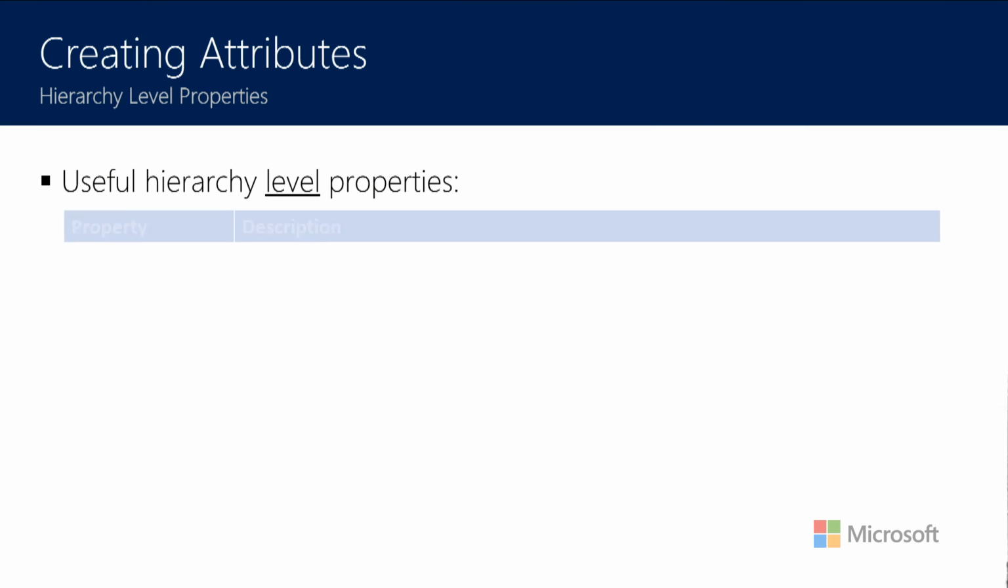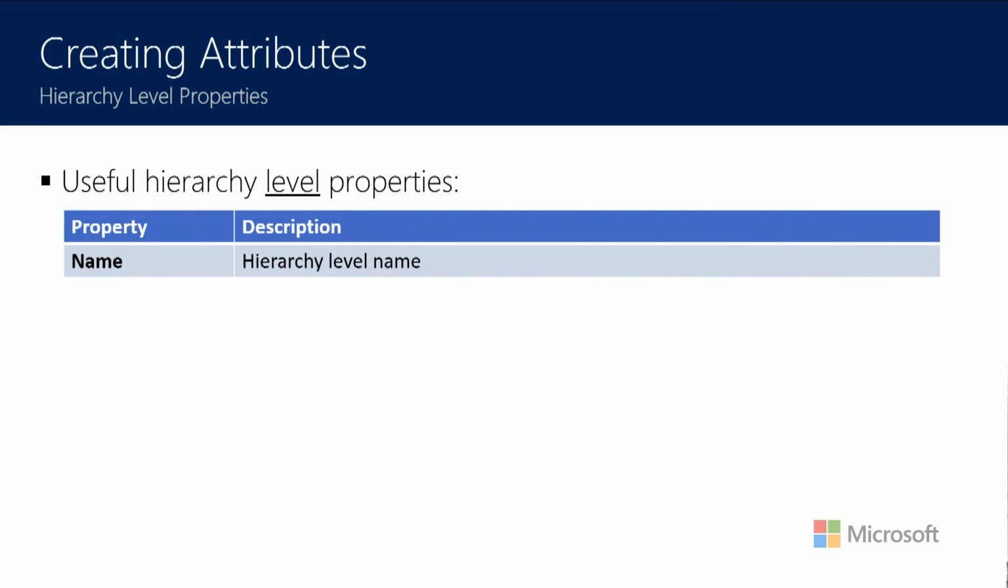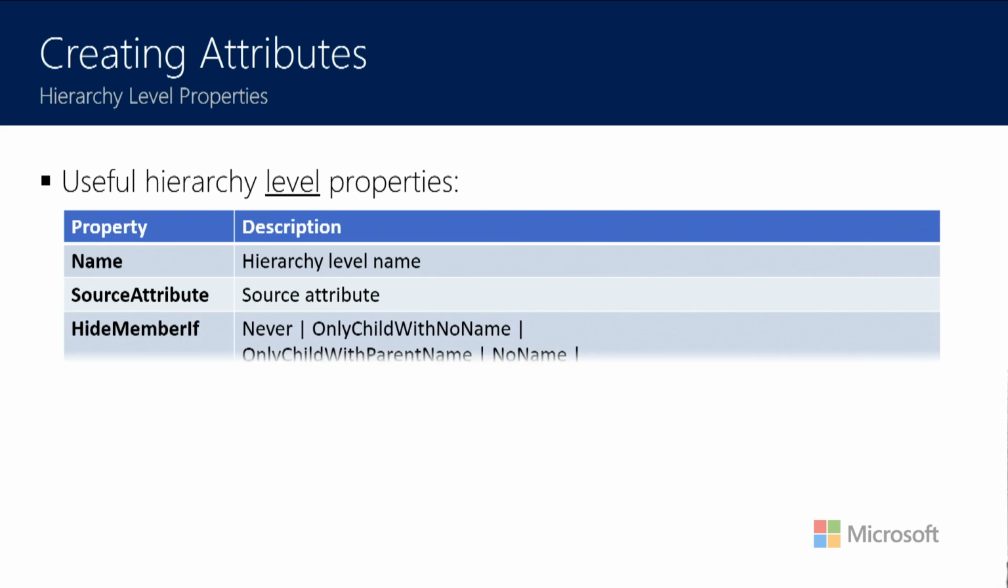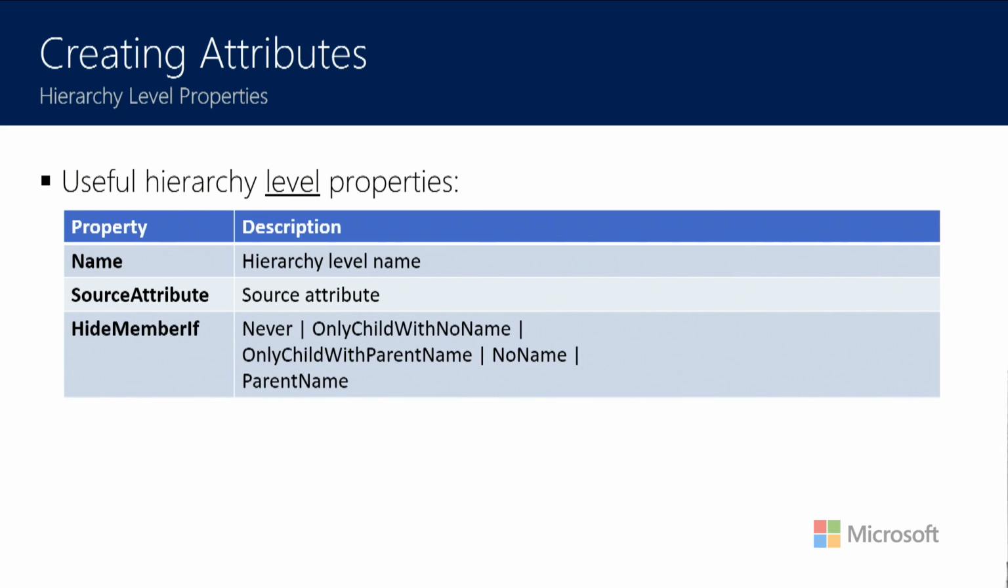Now, there are hierarchy level properties also. Each level of the hierarchy must have a unique name. There's the source attribute upon which it is based. And there's also the hide member if, which allows you to generate the ragged hierarchy. It can be set to never, only child with no name, only child with parent name, no name, or parent name. So imagine in the example that I gave with New Zealand, in the dimension table, we would still have a state column, but we could set the state name to New Zealand. And therefore, I could configure that hierarchy to use the hide member if it is the only child with parent name.